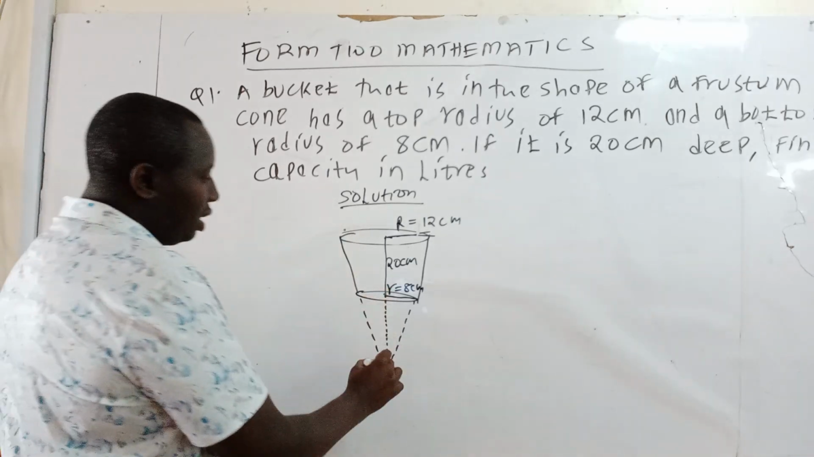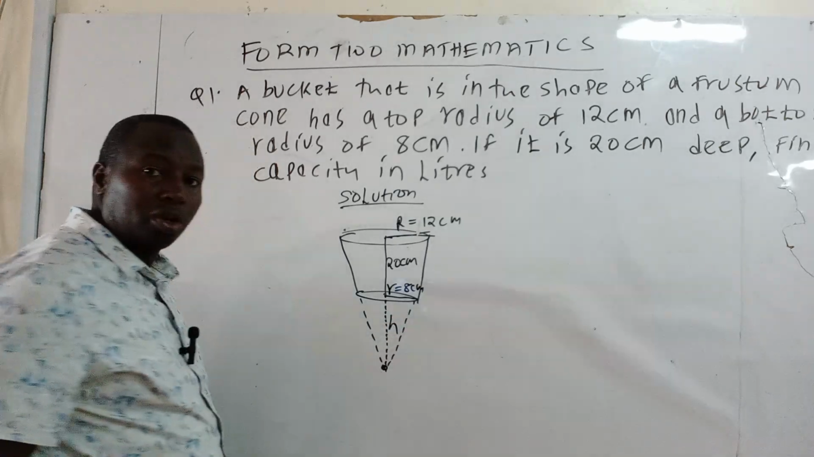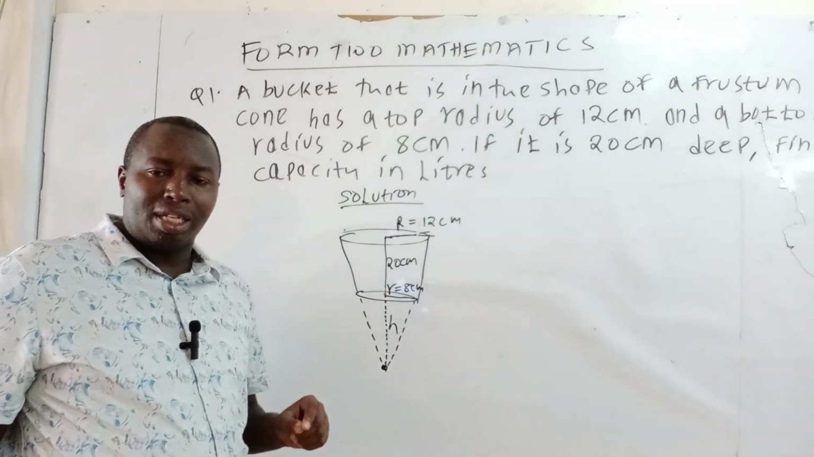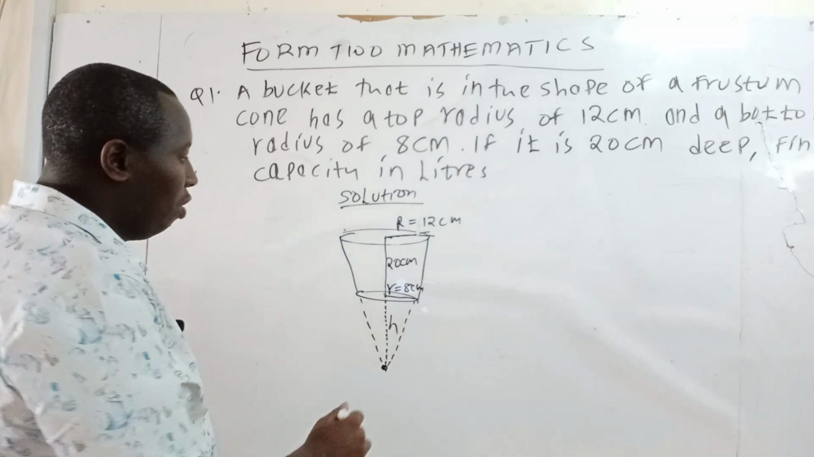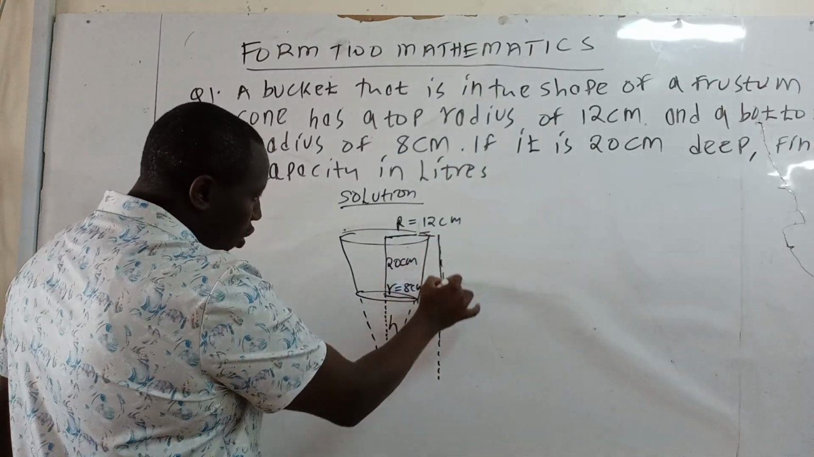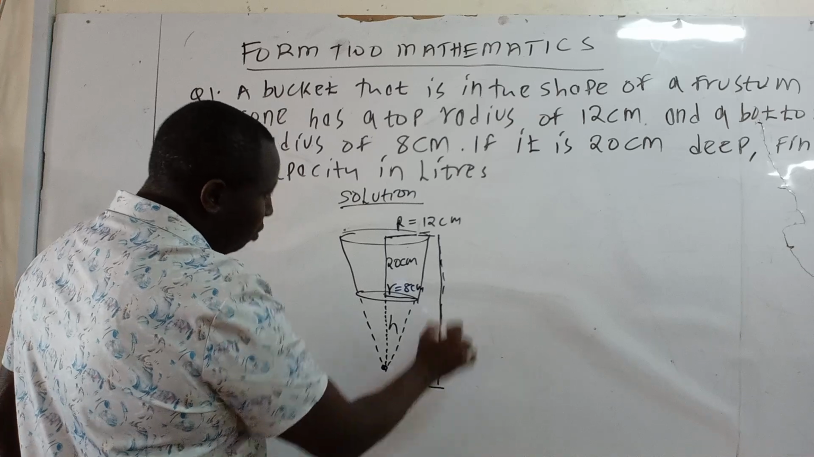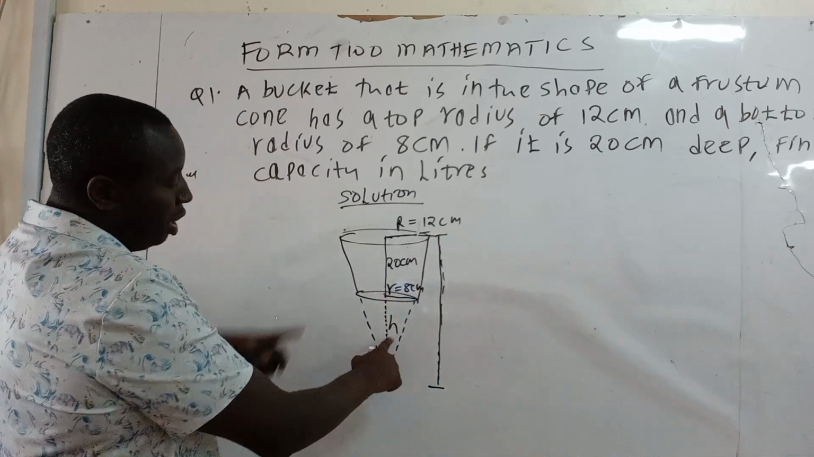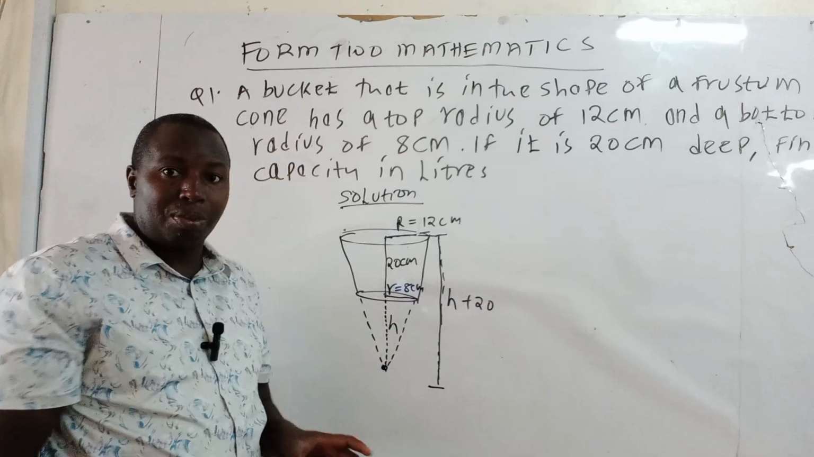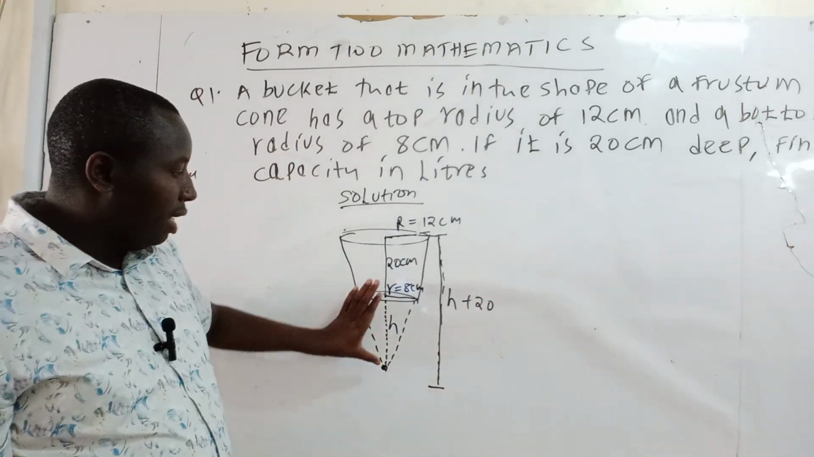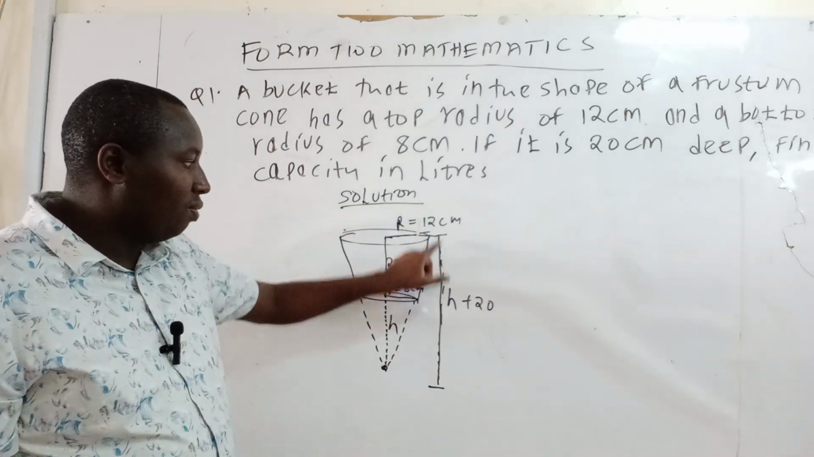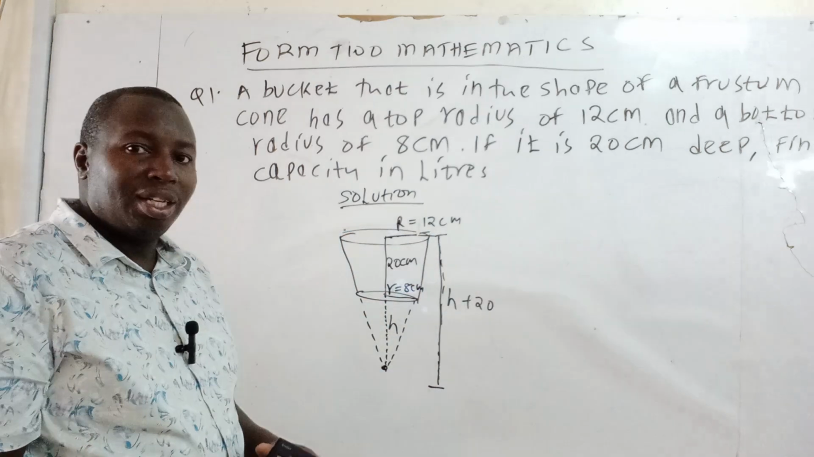Once you do that, you take the height of the small cone that has been cut as h. Then find the height of the original cone before the small cone was cut. This is h plus 20, because the height of the cone that has been cut is h, and the height of the frustum is 20. So the height of the original cone is h plus 20.